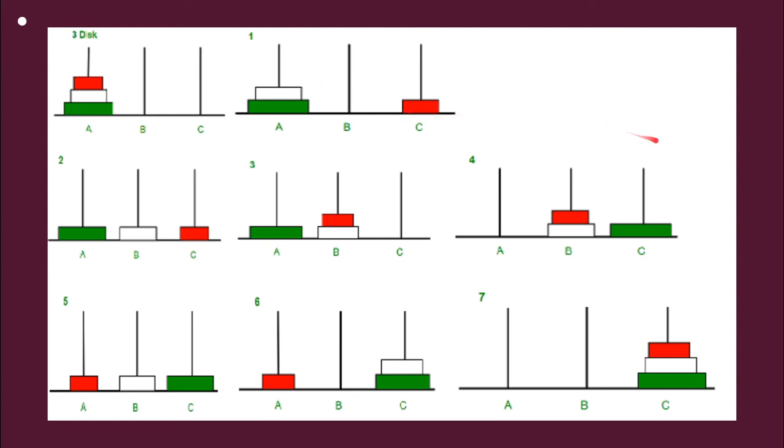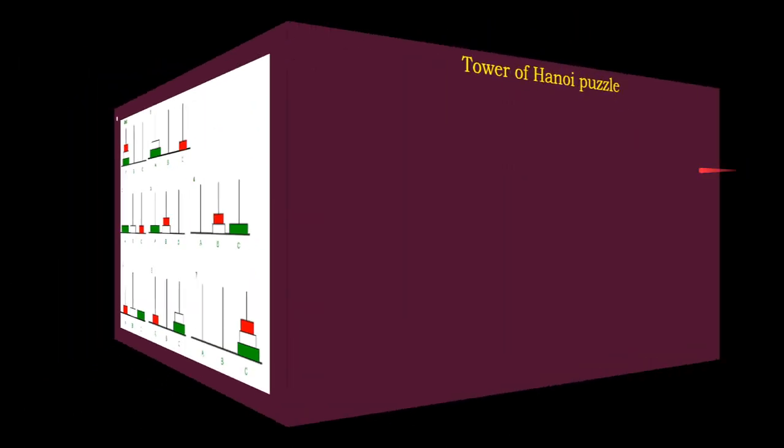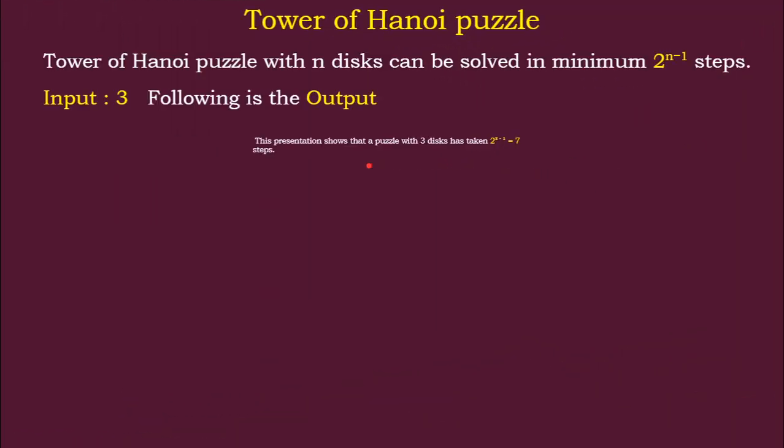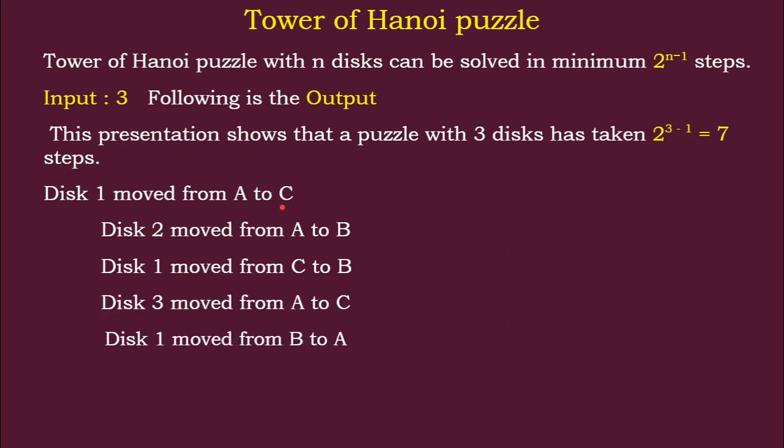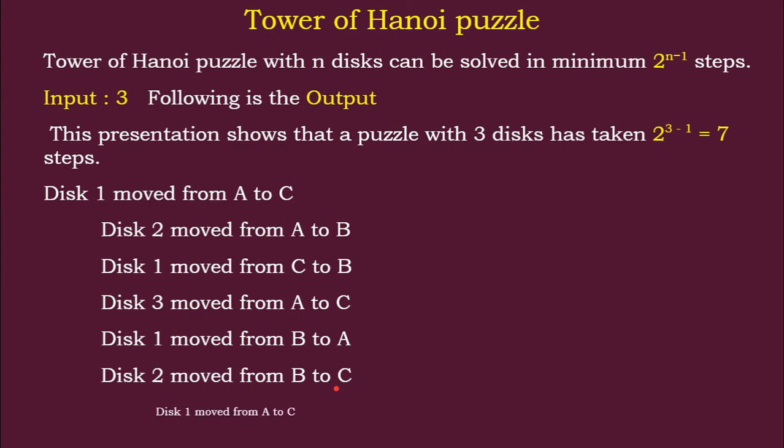So accordingly the moves are made and the steps are given over here. So we have 1, 2, 3, 4, 5, 6 and 7 moves. By the 7 moves, all the discs are shifted from rod 1 to rod 3, which is source to the destination. Okay, so this is how this Towers of Hanoi procedure works. Let us see the procedure.